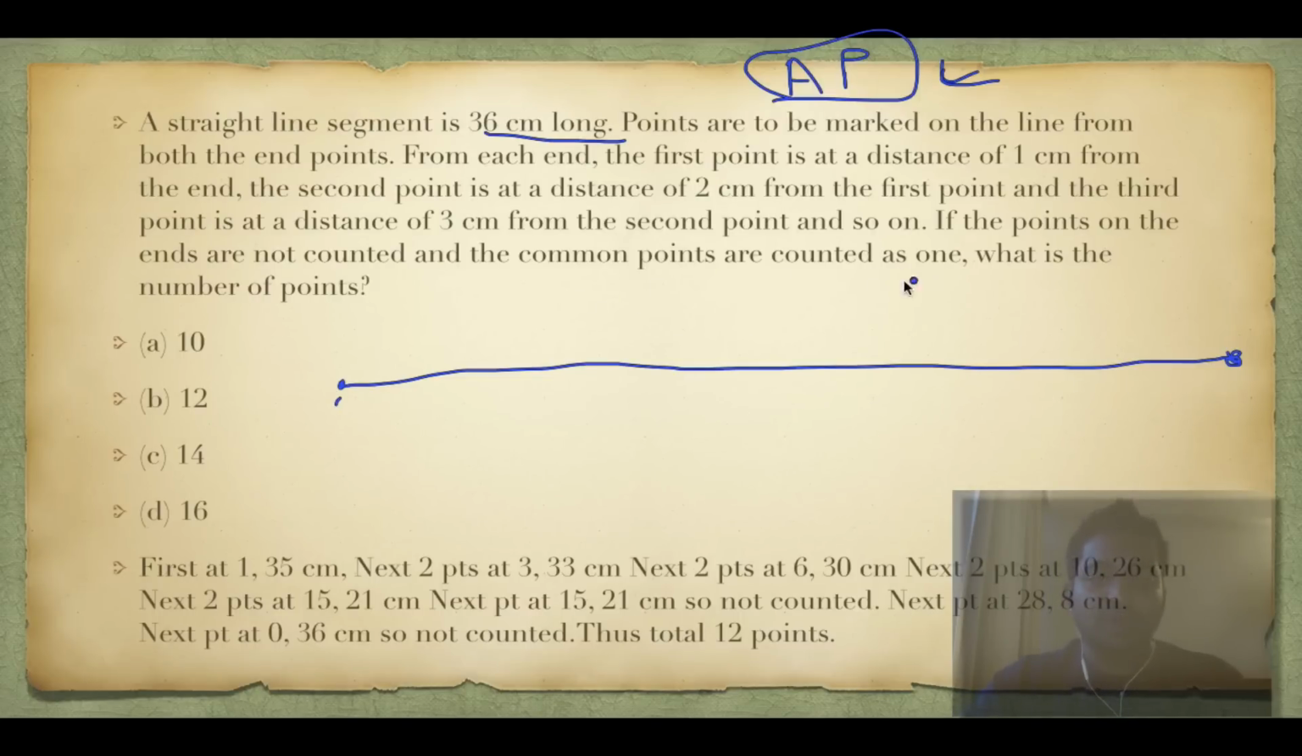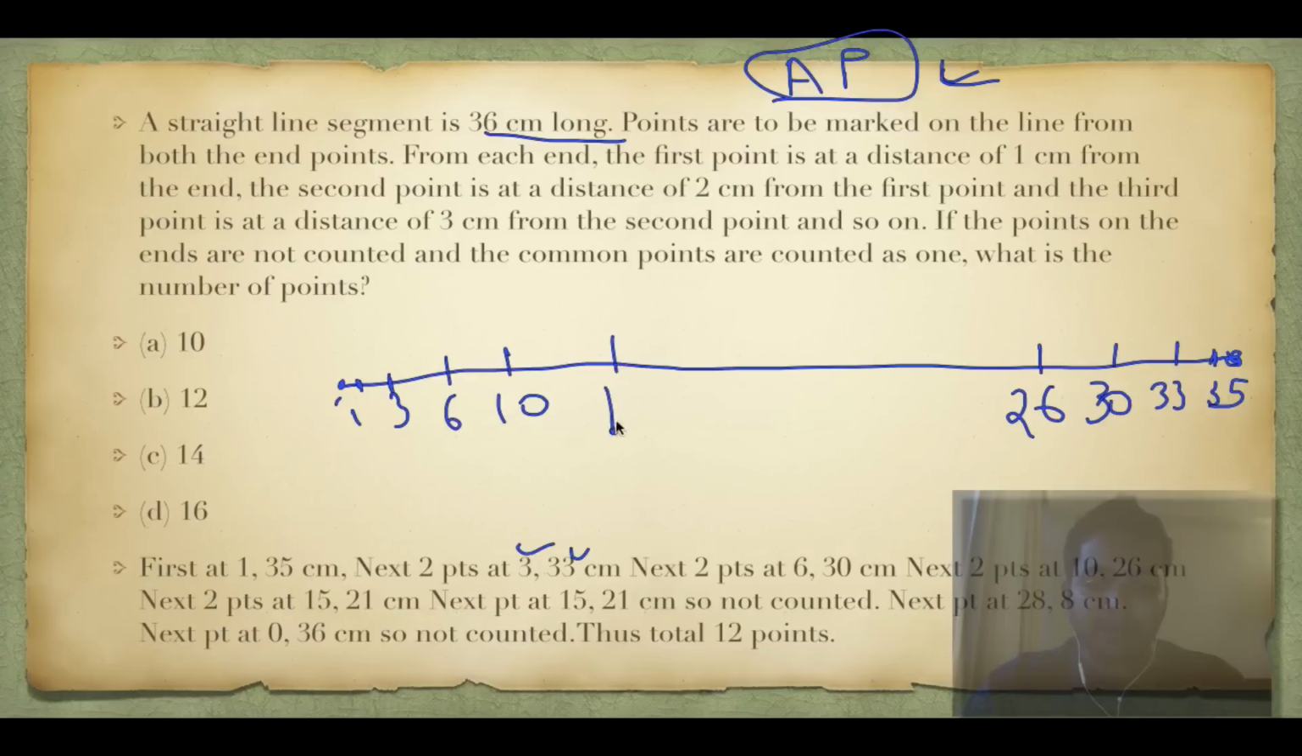The common points are counted as 1. What is the number of points? The first point will be here at 1 centimeter, and here also at 35 centimeter. Similarly, the second point will be at 3 centimeter, then you have 33 and 35. Then the third point will be at 6, here it will be at 30. Then it will be at 10, here it will be at 26, then we will have 15 and 21. So these 10 points are at least there, but please do not stop here.